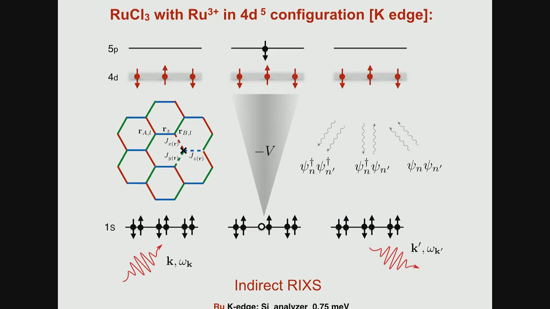In ruthenium chloride, at the L edge, the resolution is very bad, and actually we have to look at the K edge. At the K edge, it's amazing that the silicon analyzer gives a really good resolution, around 0.75 electron volts.